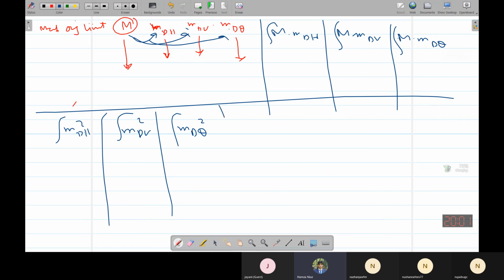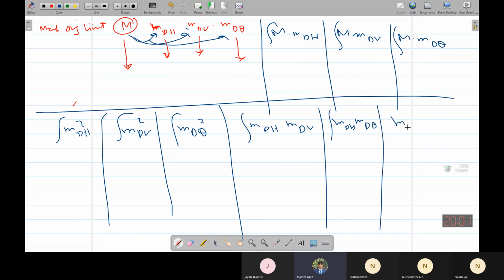And finally, we'll multiply these with one another: MDH into MDV, MDV into MD theta, and MD theta into MDH. So we'll get 1, 2, 3, 4, 5, 6, 7, 8, 9, and 4, 13 columns. Okay, we'll have to calculate 13 deflections in this case. This one would be delta DH horizontal deflection, delta DV vertical deflection, and theta D rotation at D.